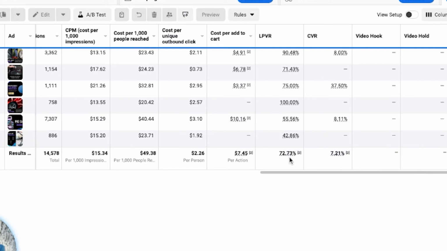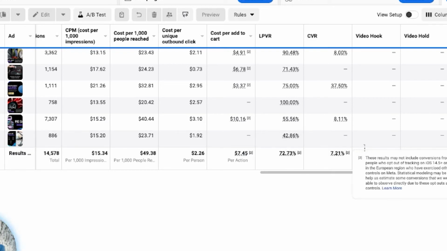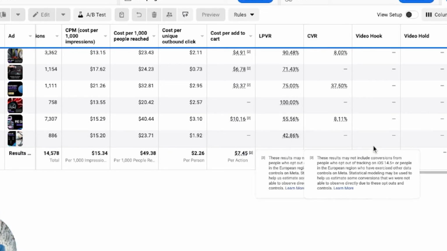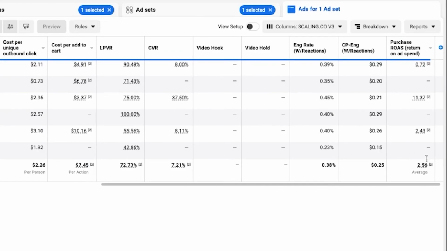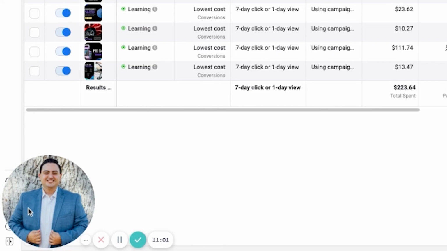Landing page view rate, so 72%. Conversion rate, 7.21% for this retargeting campaign. Not a ton of engagement. Cost per engagement, not that much. And then our ROAS overall, 2.56 for this stack. So that's what we're looking at in terms of custom columns for Facebook ads. I hope this has been helpful, and I'll see you in the next one.